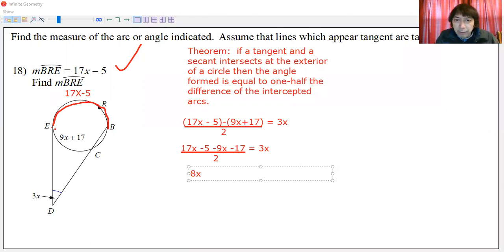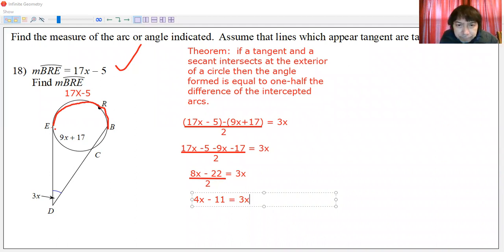And then negative 5, negative 17, that's a negative 22. This will still be divided by 2, equal to 3x. The 8 and the 22 are exactly divisible by 2, so we can continue with 4x minus 11. 8 by 2 is 4, 22 by 2 is 11. So this is equal to 3x.